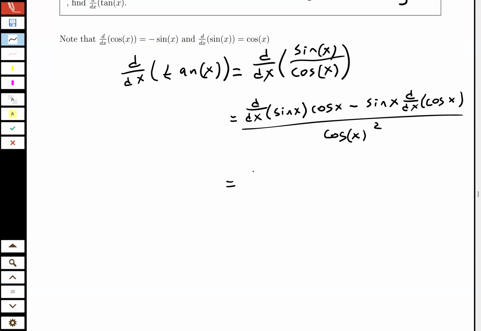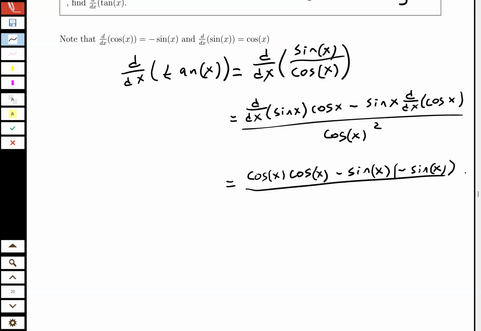The derivative of sine is cosine, so this gives me cosine times cosine. The derivative of cosine is negative sine. So taking the derivative of the first piece and the second piece and putting those inside of the quotient rule gets me here so far. Let's see if I can simplify and make this look a little bit nicer.